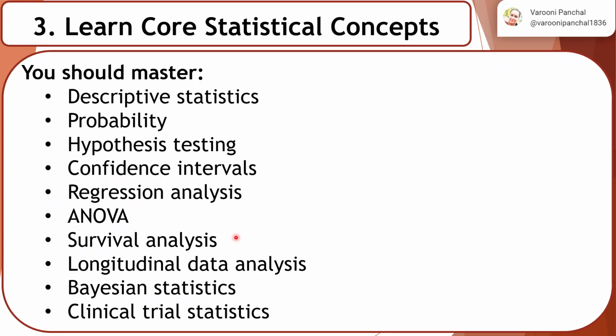Then survival analysis, when it is used, whether it is used in cancer studies or in other non-cancer studies. Then the longitudinal data analysis, now when this is used in which therapeutic area, under what conditions and assumptions. Then the Bayesian statistics and the clinical trial statistics. Now once you master all these statistical concepts theoretically is fine, but then you need to also understand its practical side, as to how we are going to apply the descriptive statistics in clinical trials. So that should be clear.